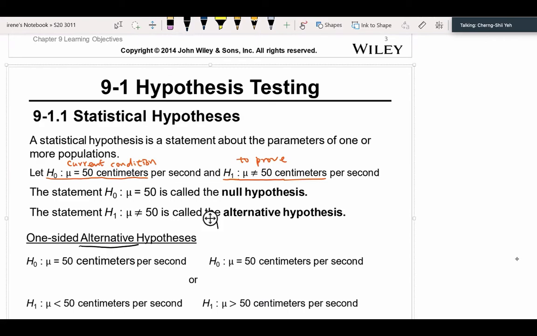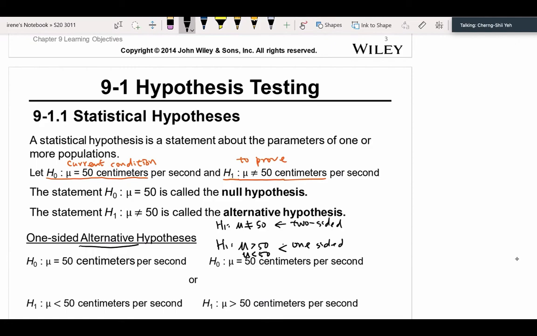When we write our alternative hypothesis as mu not equal to something, that means this is a two-sided test. What is a two-sided hypothesis test? It is you calculating a two-sided confidence interval. And if your alternative hypothesis is written as mu greater than 50 or mu less than 50, these are both one-sided hypothesis testing. In other words, you'll be deriving a one-sided confidence interval.